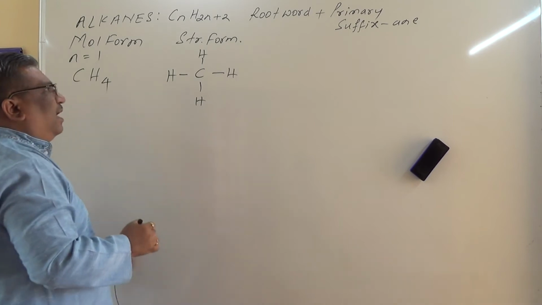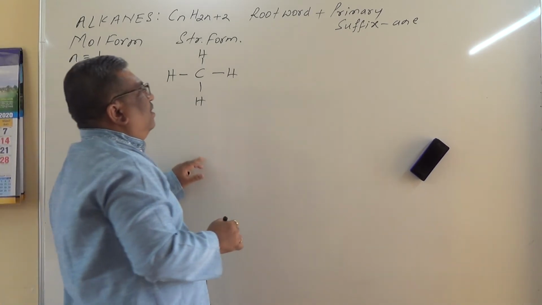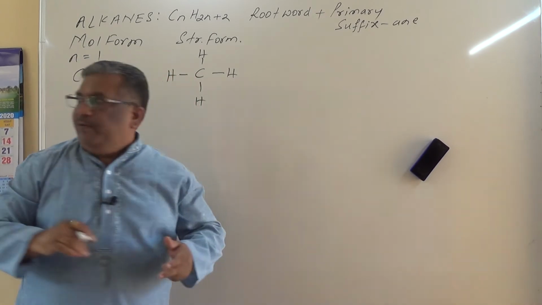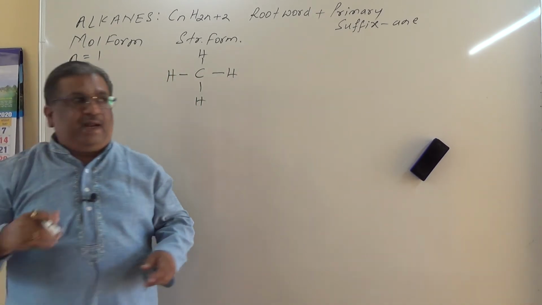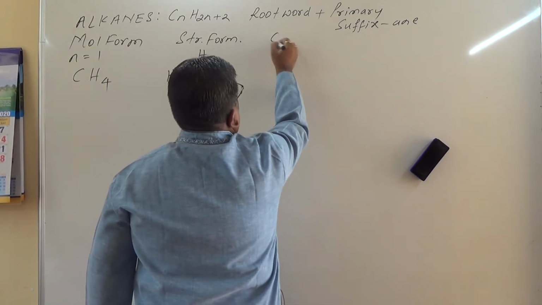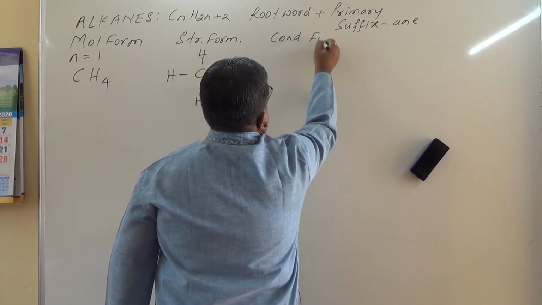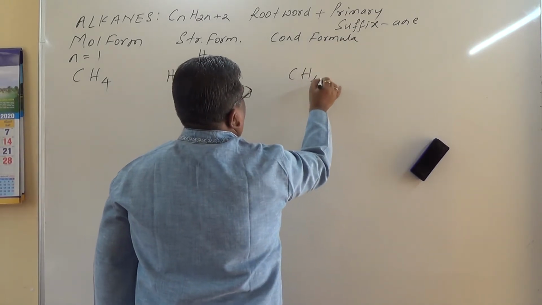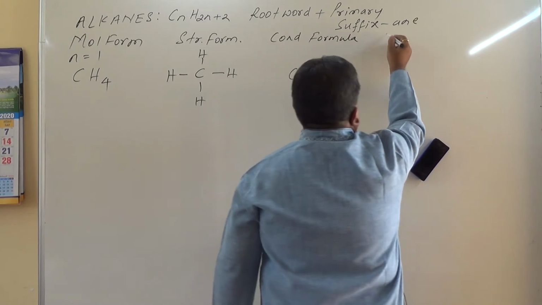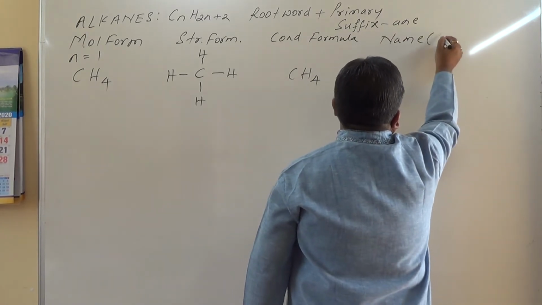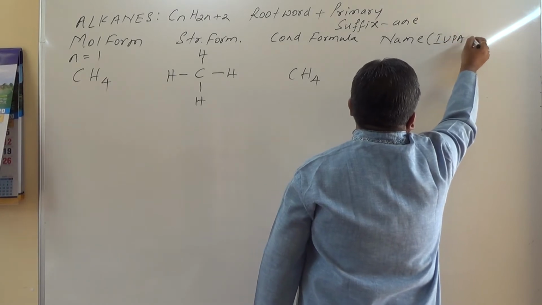As there is only 1 carbon atom, the suffix ane is to be added over here. How have we written it there? A condensed formula and IUPAC name. Here I write the condensed formula, which is CH4, and finally here the name of the compound we'll write. This name is the IUPAC name.